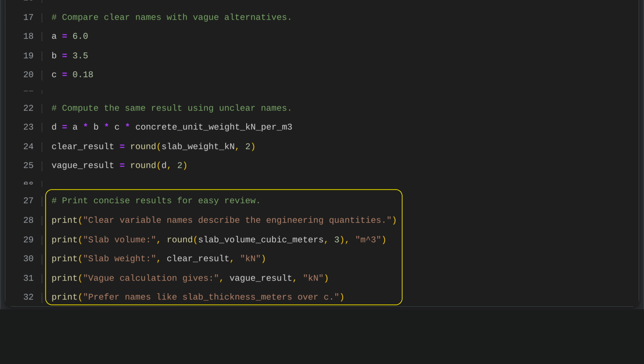It prints the slab volume in cubic meters and the slab weight in kilonewtons, with sensible rounding and units to make the results easy to understand. It also shows a less clear calculation to contrast the effect of vague naming. The main lesson is to use descriptive names for engineering quantities, so code is more readable and results are easier to interpret.